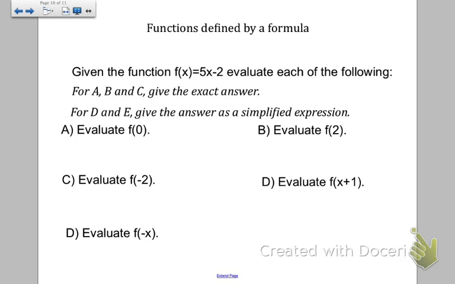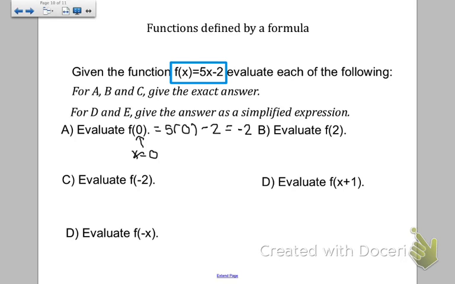Now, in this last set of examples, we're going to look at functions that are defined by a formula. The formula that we're looking at is f of x equals 5x minus 2. The very first one it asks us to evaluate is f of 0. Remember that this means x equals 0. So we're going to plug in 0. We're going to have 5 times 0 minus 2, and that's going to equal negative 2. So f of 0 equals negative 2.